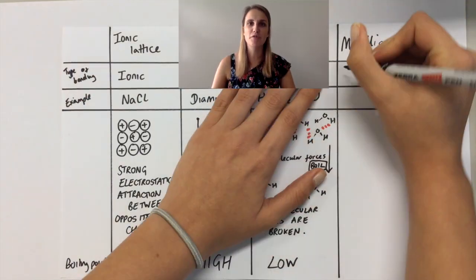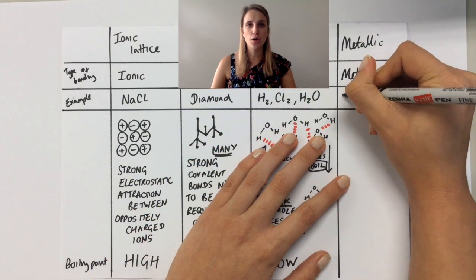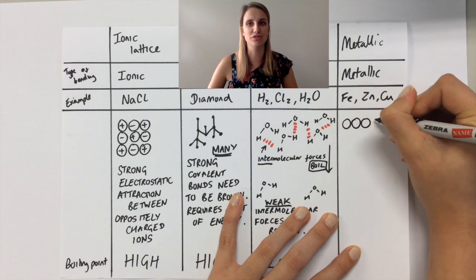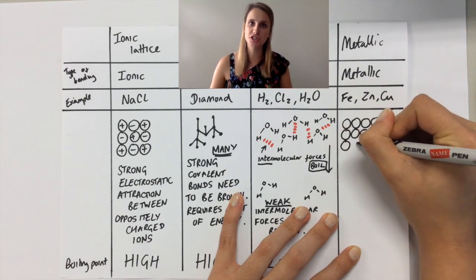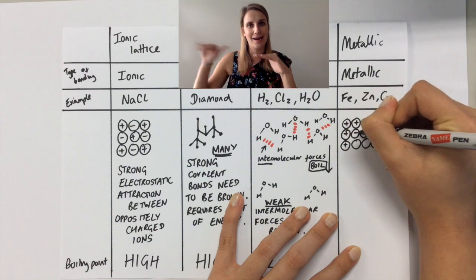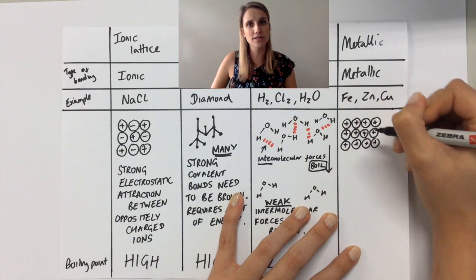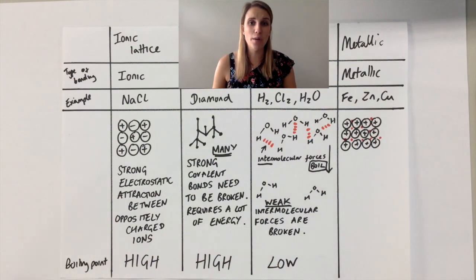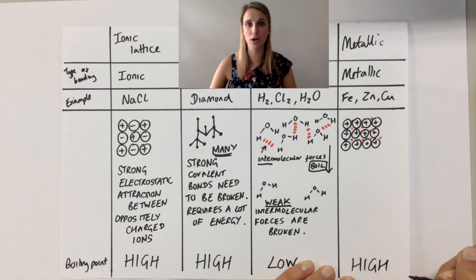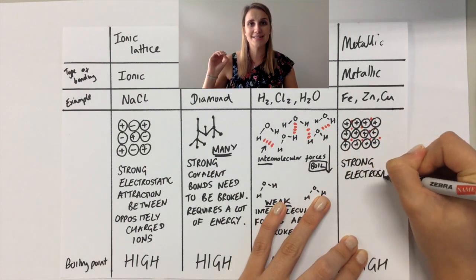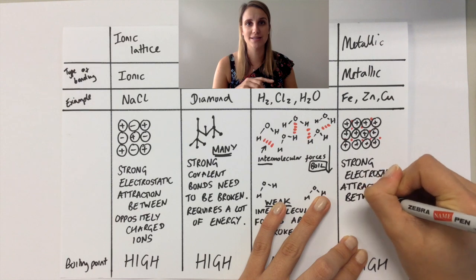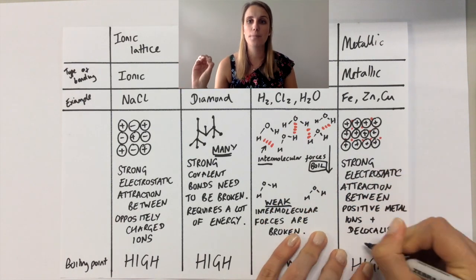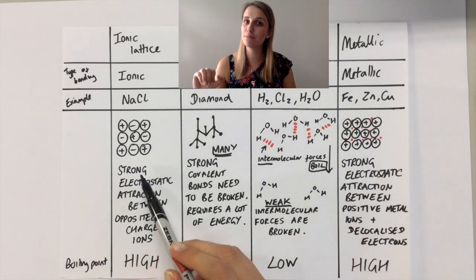Let's look at the last type of bonding, metallic bonding. Examples of metals are iron, zinc, copper. You've come across many in the world around you. The structure of a metal is just like the previous video, with my layers of positive metal ions and those delocalized electrons. Metals, you probably already know, have a very high melting and boiling point. The reason for that is exactly the same as in ionic bonding: you've got strong electrostatic attraction, but this time it's between those positive metal ions and the delocalized electrons.